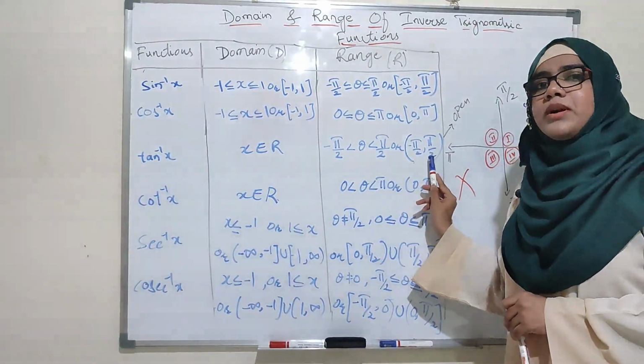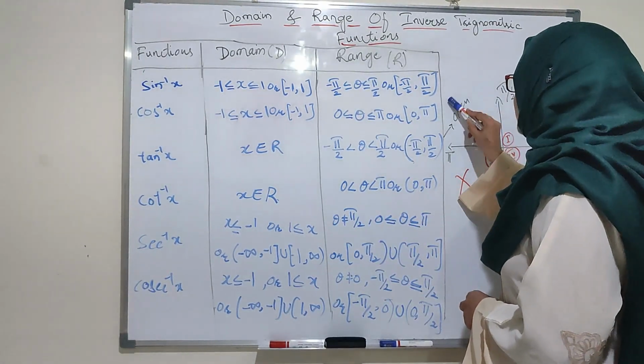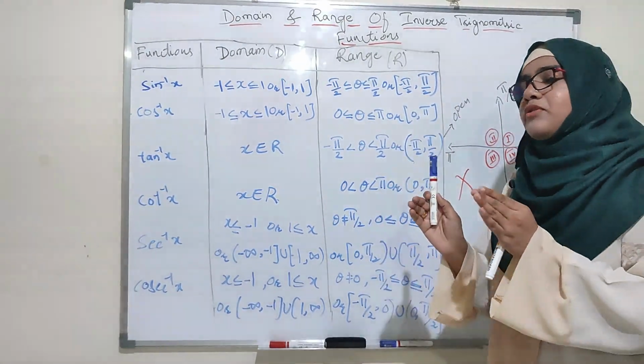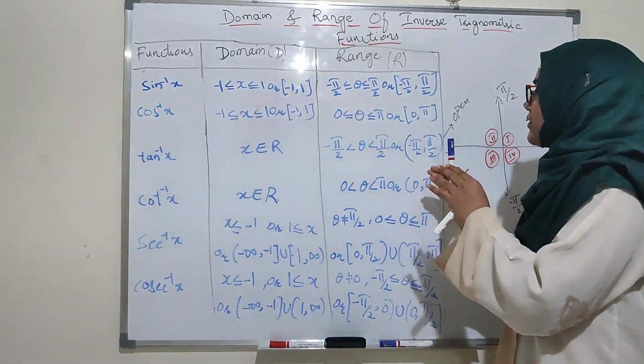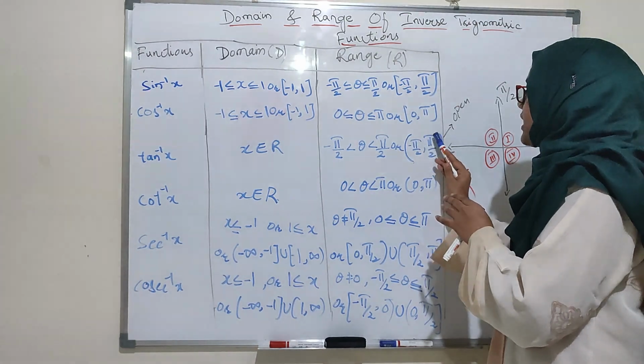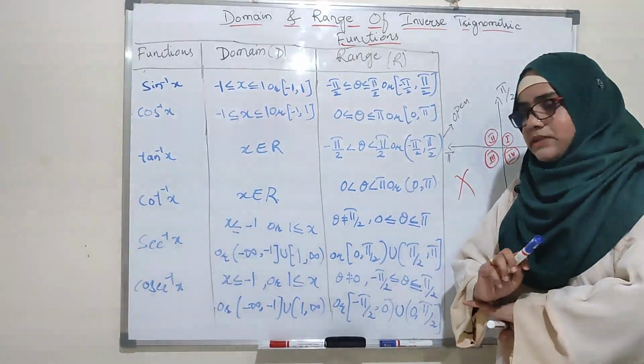On plus pi by 2 and minus pi by 2, tan is not defined. That's why we are taking an open interval. Open interval means we have to take the values in between plus pi by 2 and minus pi by 2, except we should not take the values of pi by 2 and minus pi by 2.